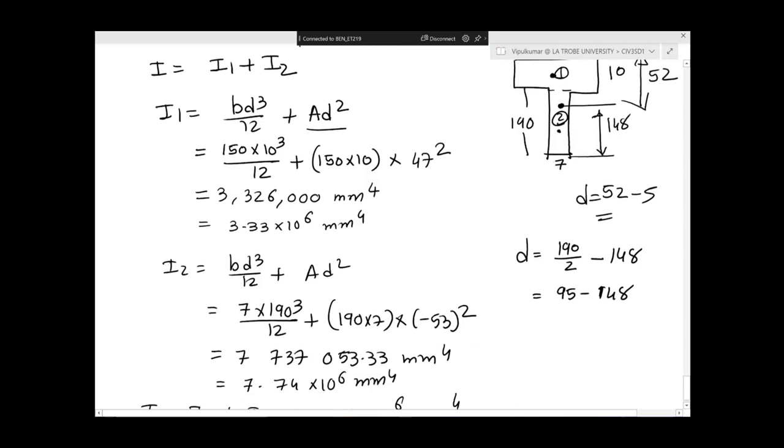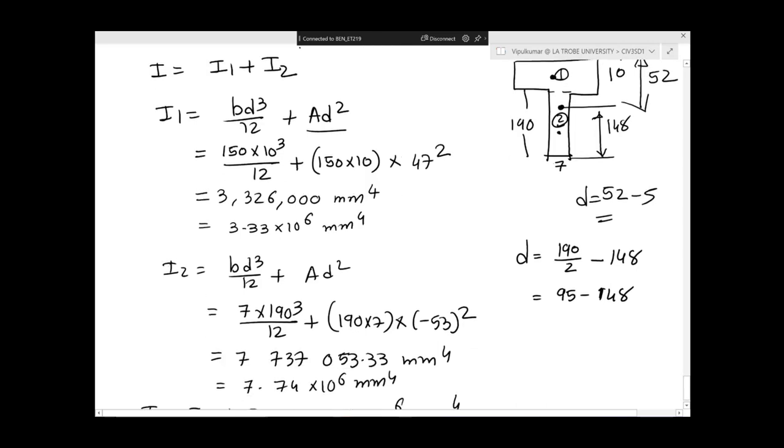Yeah. So again, this is the centroid of the whole body, which is 148 from the reference point here. Now, this is the centroid of section number 2, which is 190 divided by 2, which is 95. So this distance is 95. So 148 take away 95 will give you this one, 53. Okay.